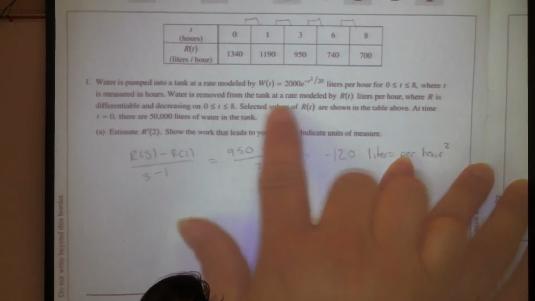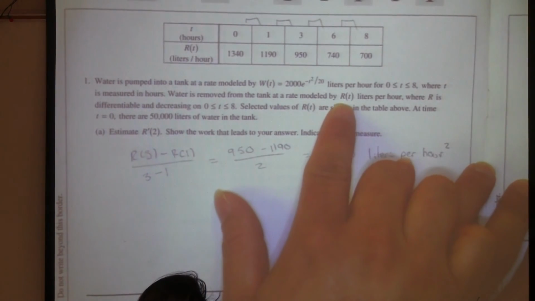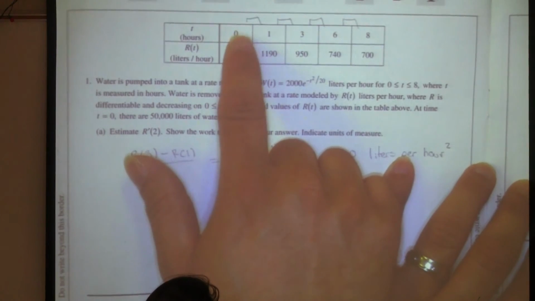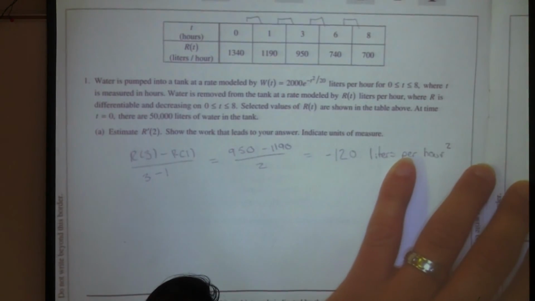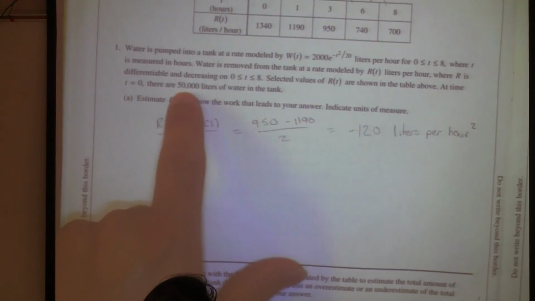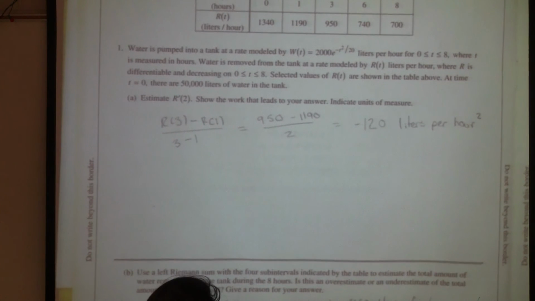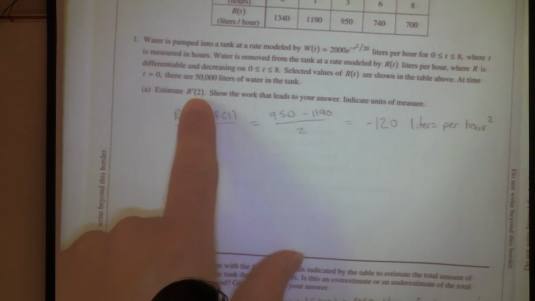Water is removed from the tank at a rate modeled by R of T. Well, R of T is represented by this table up here. They didn't give me an equation for R of T. Cool? The first, they said there was how many in the tank already to begin with? 50,000. So to start off with, you're already at 50,000. First one says estimate R prime of 2. Should that be easy? Yes.